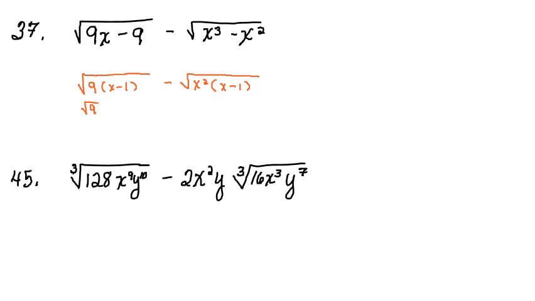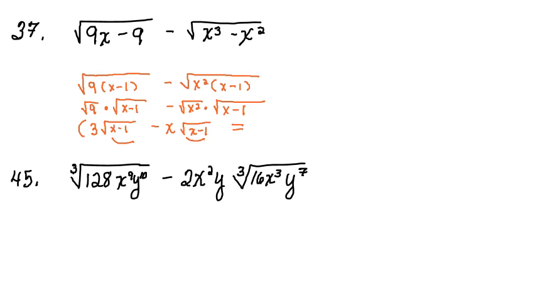Splitting them up, that we can do in multiplication anyway. I have the square root of 9 times the square root of x minus 1, minus the square root of x squared times the square root of x minus 1. That's going to leave us with a 3 square root x minus 1, minus an x square root x minus 1. And so you'll notice that we have like radicals here. Awesome, cool. But we have coefficients that aren't alike, but we still have to add them together.